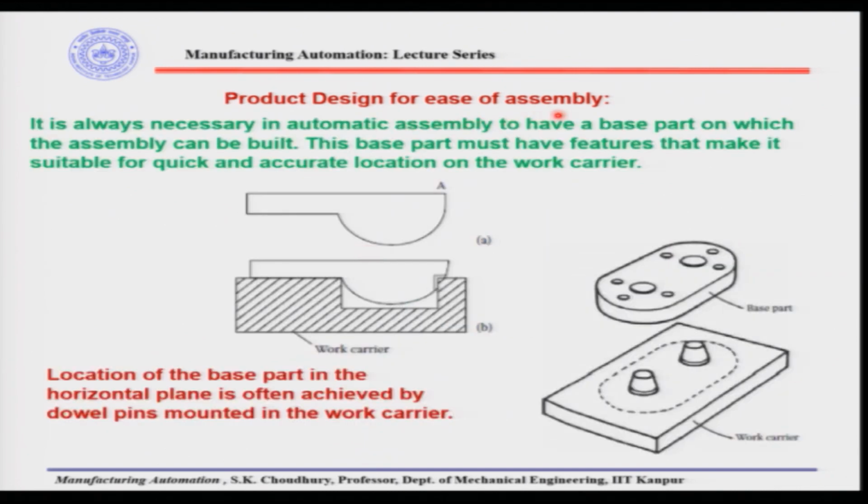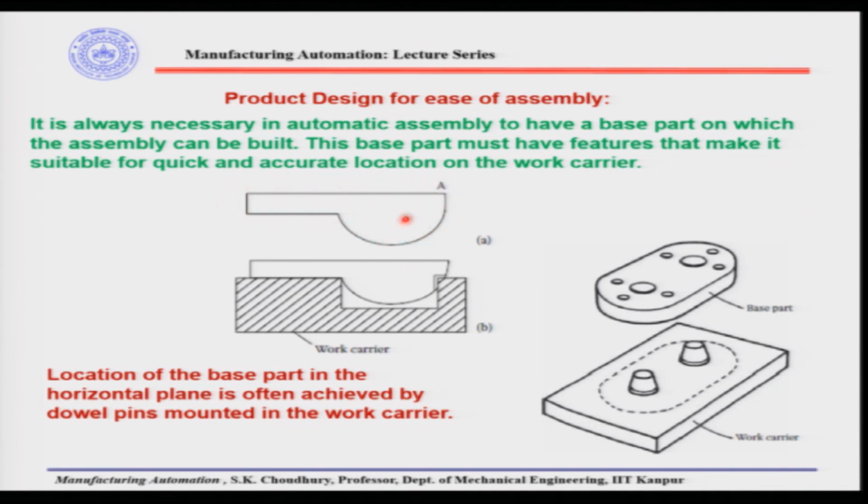Product design for ease of assembly, we are continuing. It is always necessary in automatic assembly to have a base part on which the assembly can be built. This base part must have features that make it suitable for quick and accurate location on the work area. Let us take an example of this. For example, this is a base, all right.